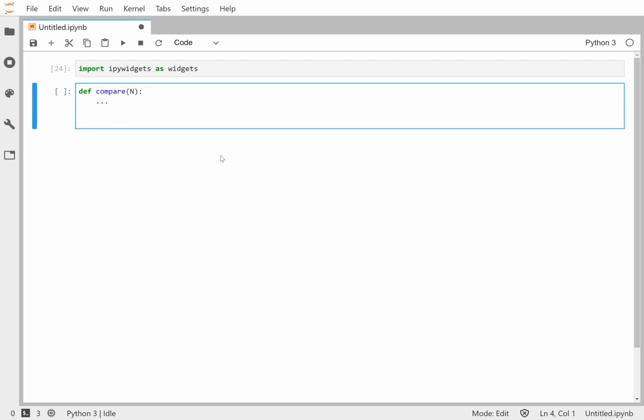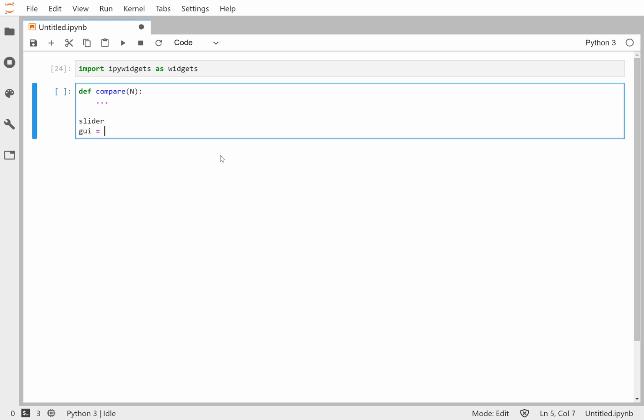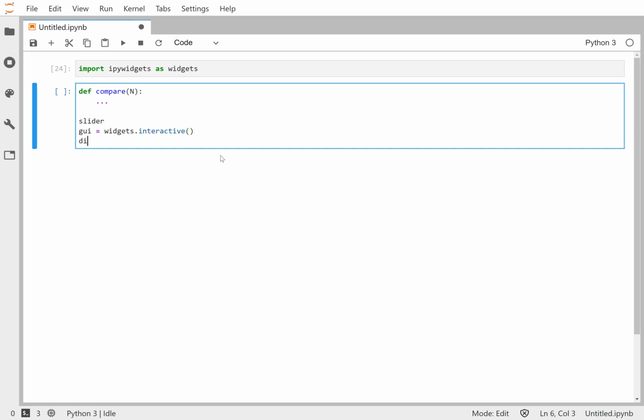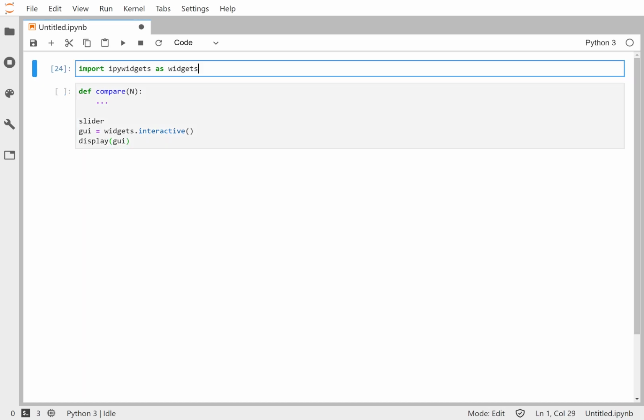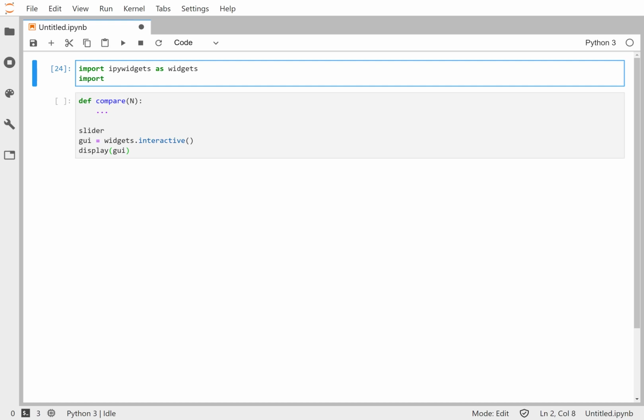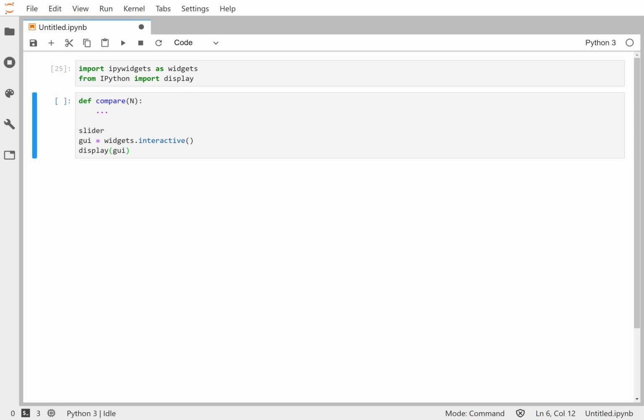But just to outline some things, I'm going to make a slider. And I'm going to make a GUI that's equal to a widgets.interactive. And then I need to display that GUI. And then I guess to be able to display code, I need to make sure I've imported that functionality. So we're going to do from IPython import display. Okay, so we've got our bare bones here.